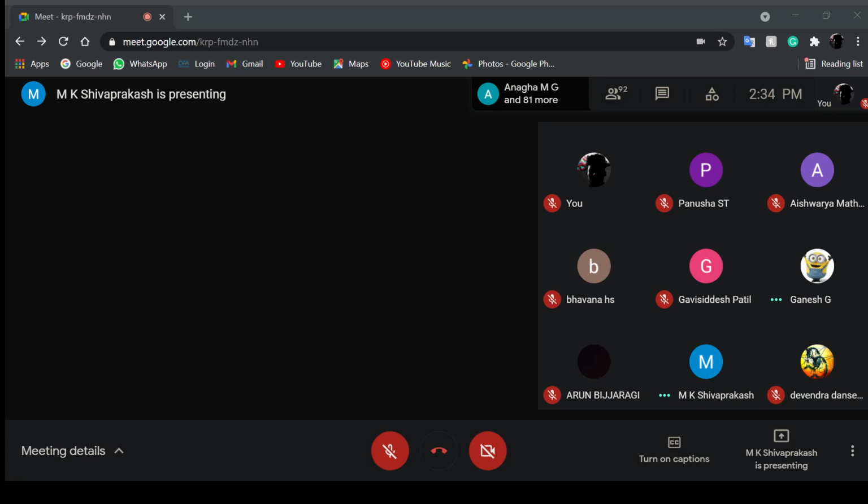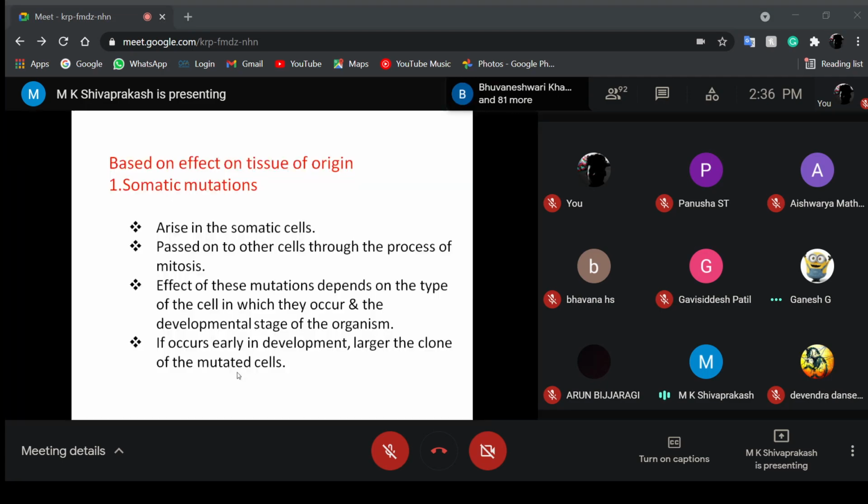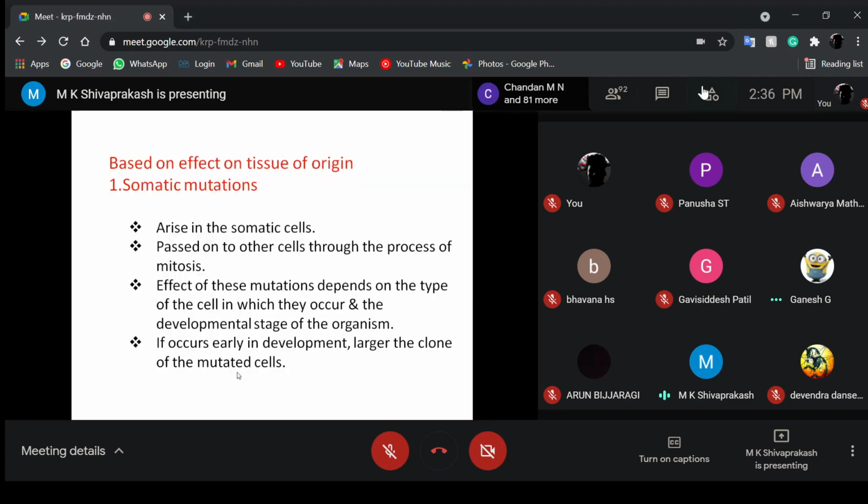The first one, based on tissue of origin, is somatic mutation. These arise in the somatic cells and are passed on to other cells through the process of mitosis. The effect of these mutations depends on the type of cells in which they occur and the developmental stage of the organism. If it occurs early in the development, the clone of mutated cells is larger.